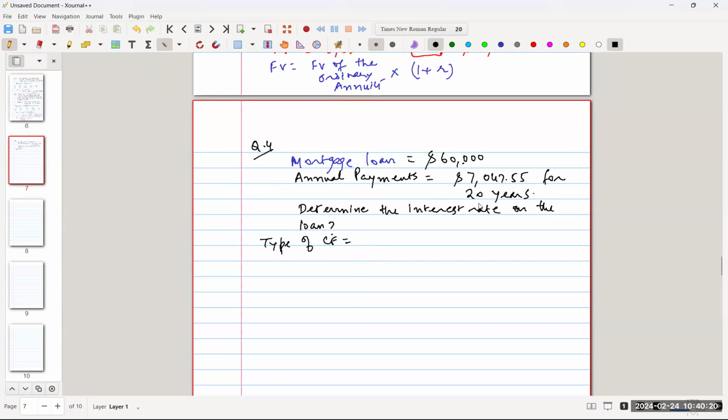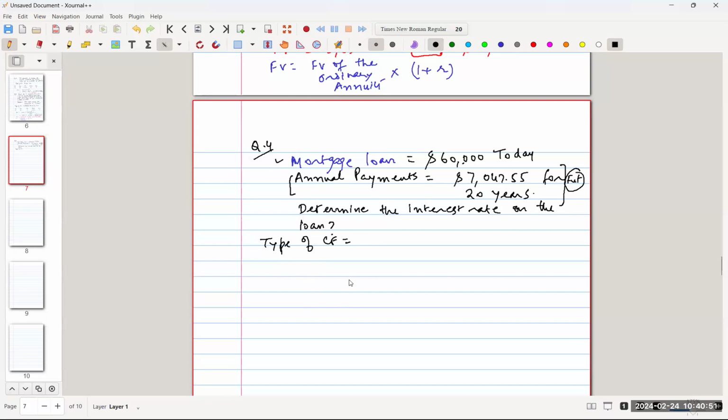So just look at the situation as it is. This happens today, you take out a loan, and this happens in the future. It keeps on happening in the future till the loan is repaid. So for the type of cash flow, this part is the present value, a lump sum, right? But the annual payments are happening in the form of an annuity. And let us say these payments you are making at the end of each year.